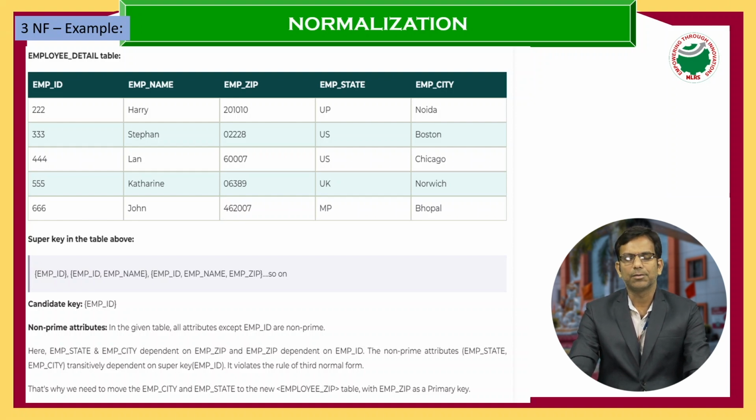So a candidate key: if any entity is not given a primary key, but it acts like a primary key, then that key is called a candidate key. Here, the non-prime key attributes are all the attributes except employee ID. Employee ID is given as the primary key, and the other entities are not given a primary key.